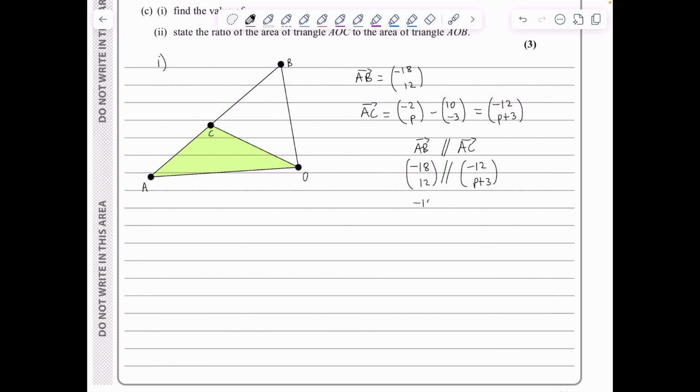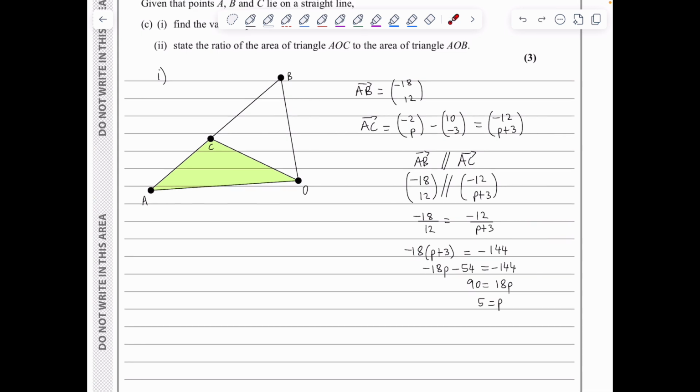So we've got negative 18 over 12 being equal to negative 12 over P plus 3. I will proceed by cross multiplying, so we've got minus 18 times P plus 3 being equal to negative 144. So minus 18P minus 54 is negative 144, leading to 90 being equal to 18P, and therefore P is equal to 5.